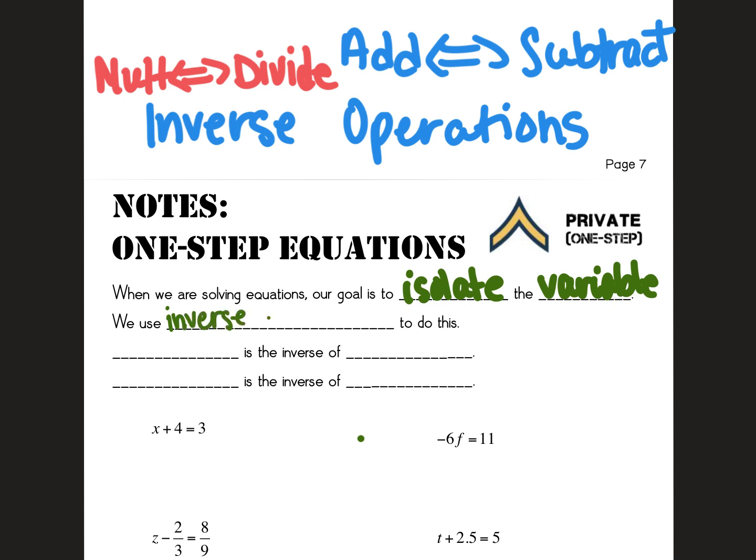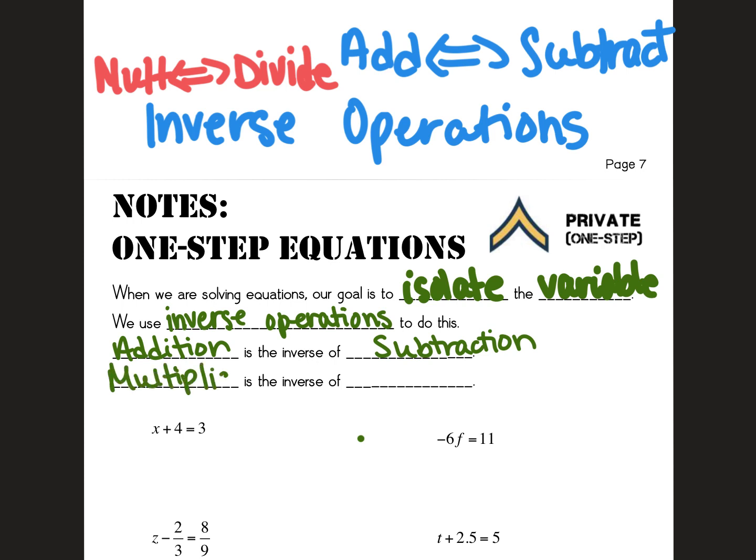So you've done this, right? You remember with proportions, we've done this. With solving those equations, we've done this. So again, addition and subtraction are inverse. That statement can read forwards and backwards. And multiplication and division are inverse.